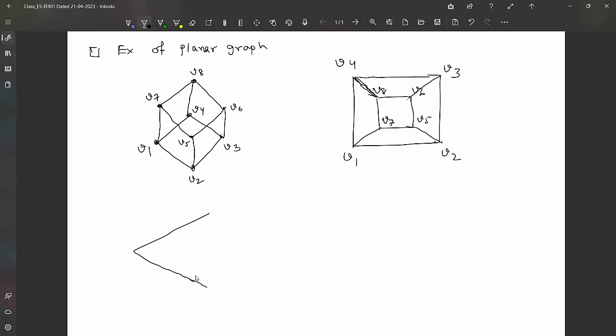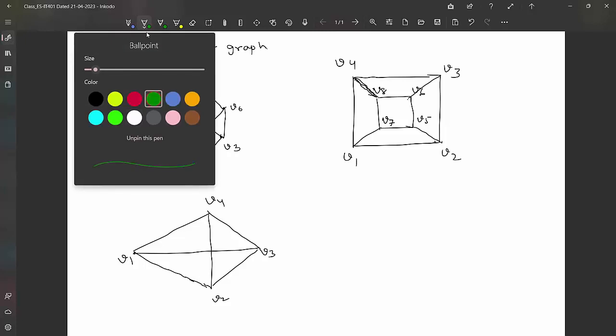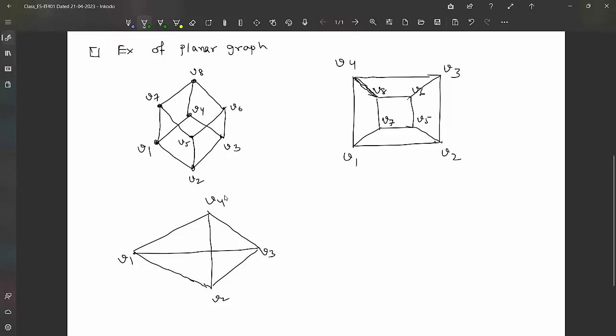Take it, and take it. Now join them, and this is V1, V2, V3 and V4. Now tell me, is it a planar graph? No, sir. Why is it not a planar graph? Because the edges intersect. But tell me, is it planar? Obviously, we can change this.